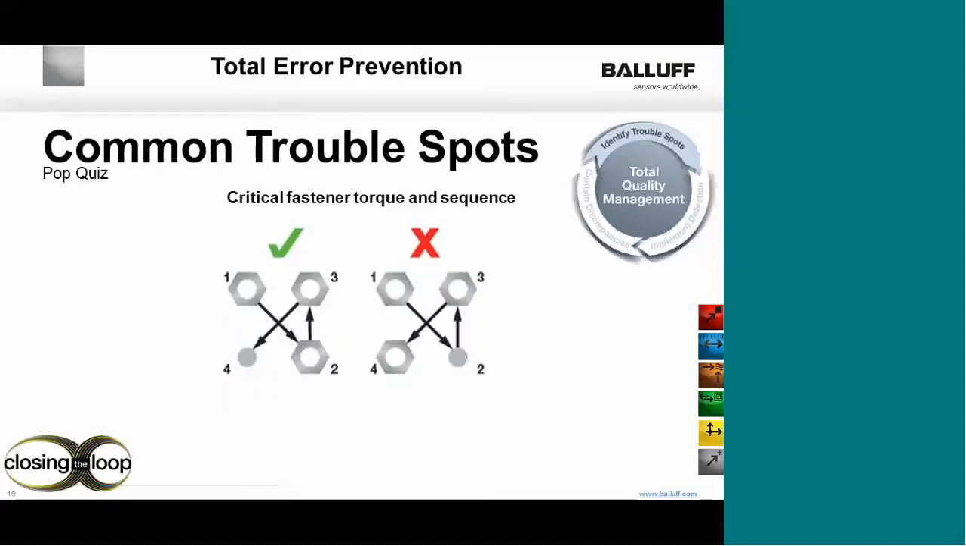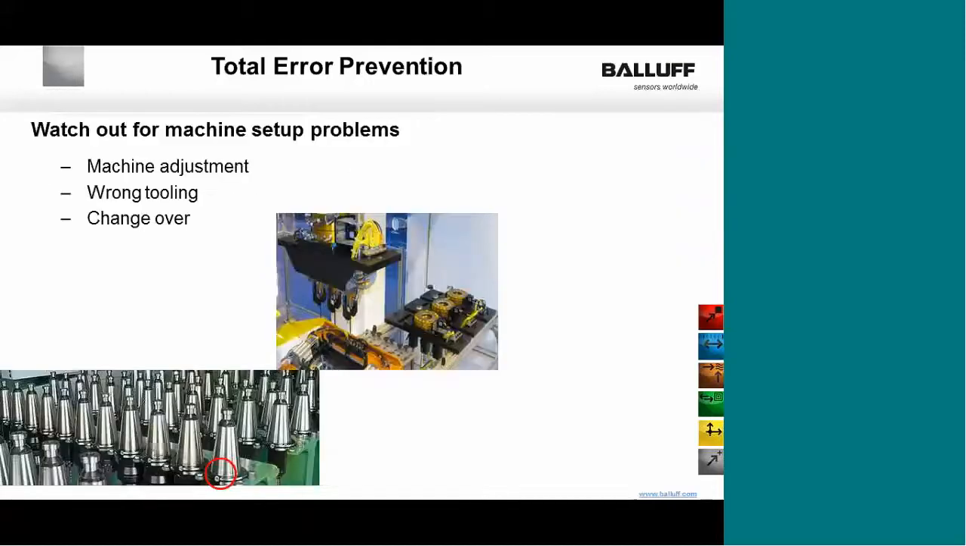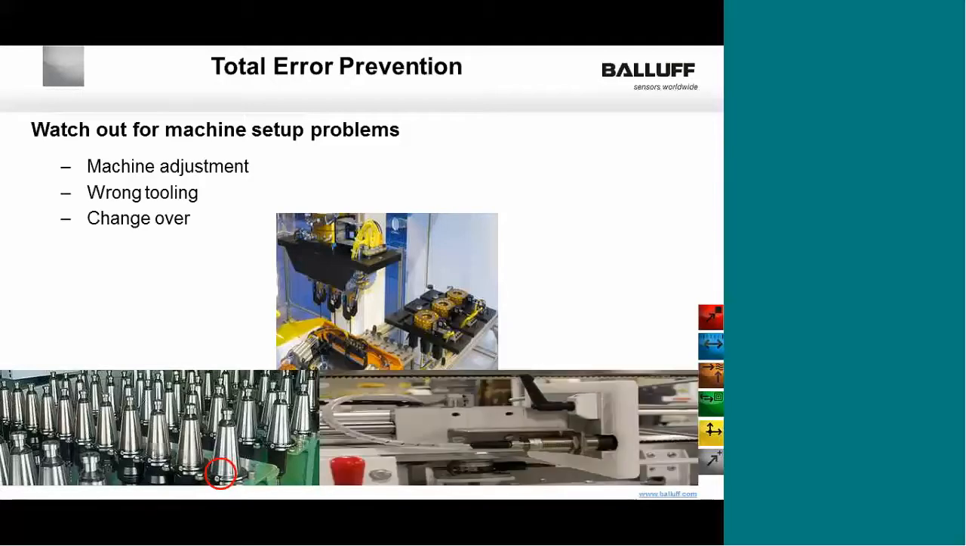Here's a sequencing application. If this manufacturing sequence is incorrect, then the part would be deemed defective. And here's a simplistic mislabeled product using barcode. So for machine setup, we can utilize RFID to assist in correct and quick changeover. We can eliminate the probability of the wrong tooling being installed to manufacture the wrong part, and the images below show some examples of just that using RFID.